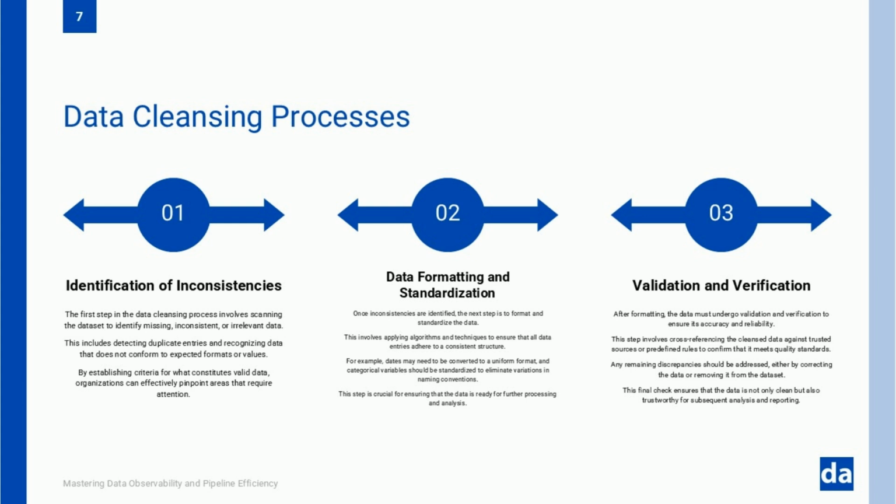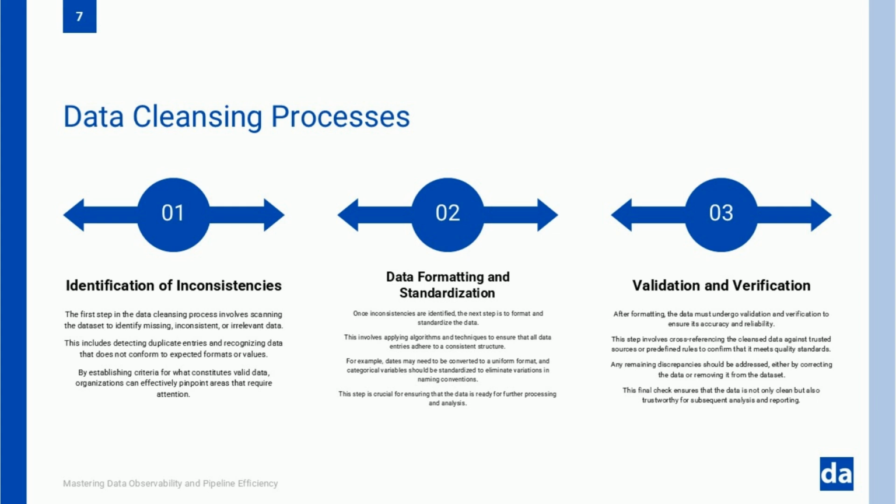Step 1. Identification of inconsistencies. This is where we scan datasets to spot missing, inconsistent, or irrelevant data. It's like cleaning a room. You first identify clutter and mess. Detecting duplicate entries or formatting errors ensures that only valid data proceeds further.